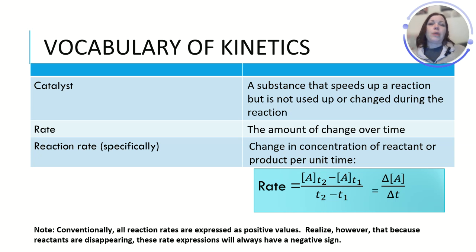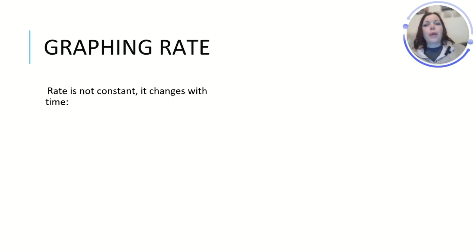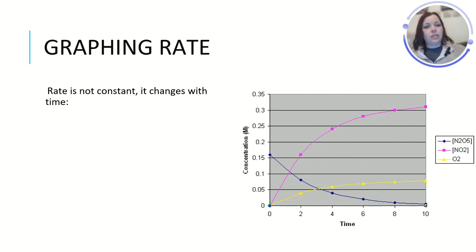But remember that because reactants are disappearing, those rate expressions, you'll probably see them with a negative sign, because that concentration is decreasing versus the products where the concentration is increasing. So rate is not constant, it changes with time, and we can see that with a graph that looks like this. So instead of seeing straight lines, we see curves.